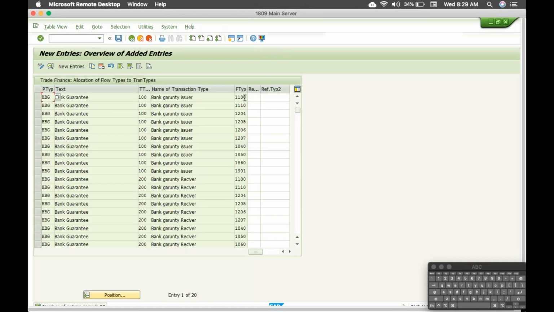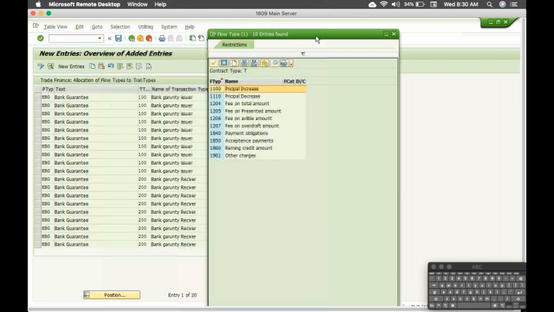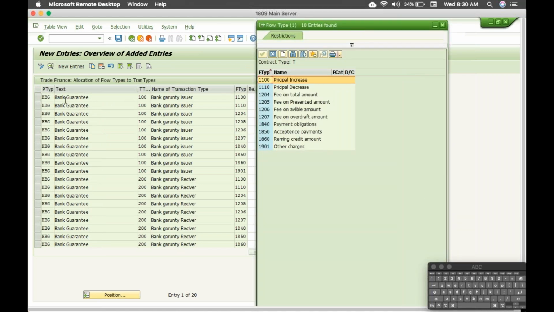See, if you come across the flow types, one is principal increase. The same you have assigned. So the product is the same, bank guarantee, and there are two transaction types: bank guarantee issuer and bank guarantee receiver. In both the issuer and receiver: principal increase, principal decrease, fees on total amount, fees on presented amount, fees on available amount, fees on overdraft amount, payment obligations, acceptance of the payments, remaining credit amount, and other charges. So these are the flow types.